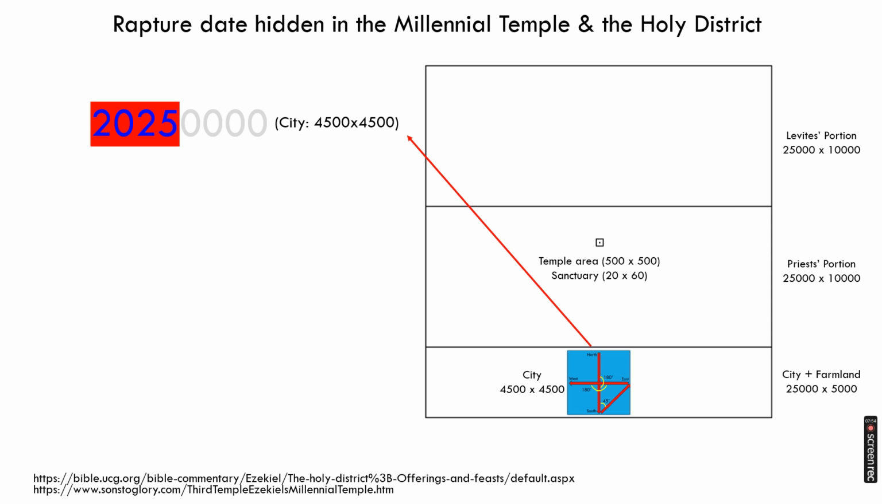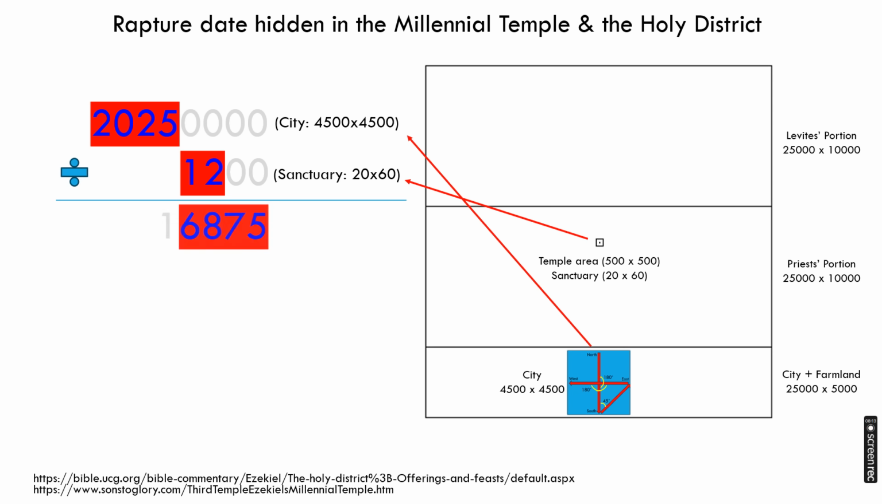2025. The Gregorian month is hidden in the sanctuary area, 20 cubits by 60 cubits, which is 1200 square cubits. So you can clearly see 12 representing December. The quotient hides the Hebrew year 5786 in reverse.